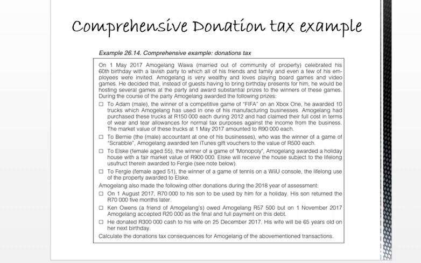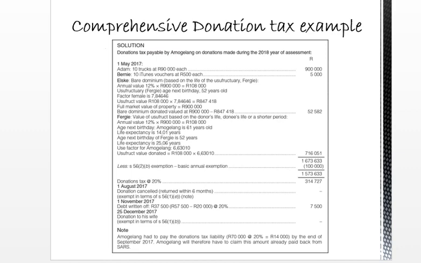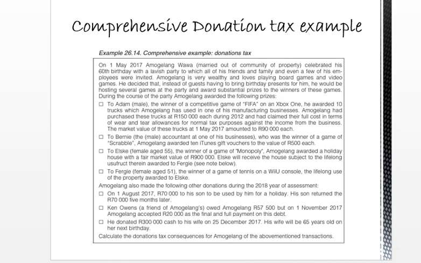Okay, and then we've got Auske, who's a female. She was the winner of the Monopoly game, and the prize to her was a house with a fair market value of 900,000 Rand. Auske will receive this house, but it is subject to the lifelong usufruct therein awarded to Fergie. See the note below. Fergie is 51. She was the winner of the tennis game on the Wii console, and she has a lifelong use of the property awarded to Auske.